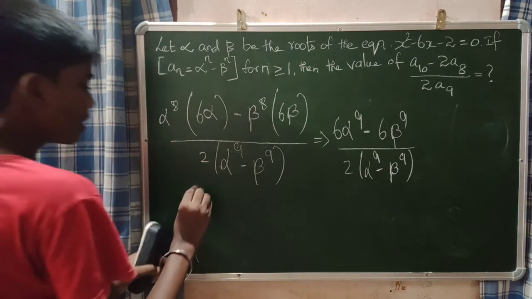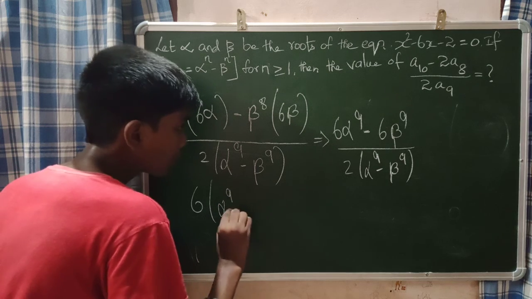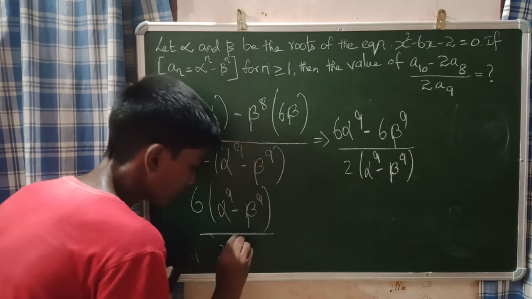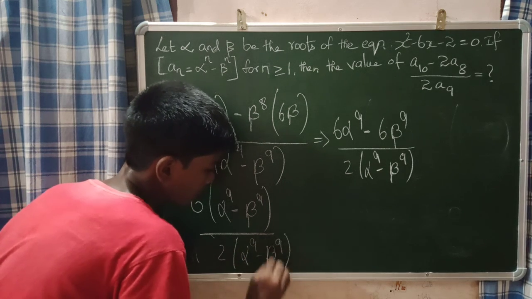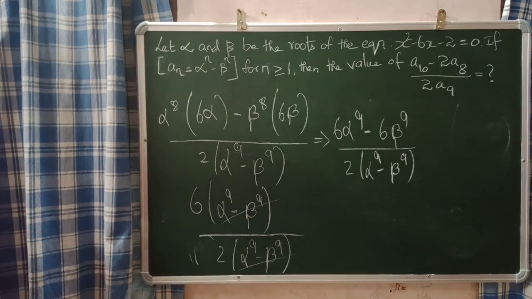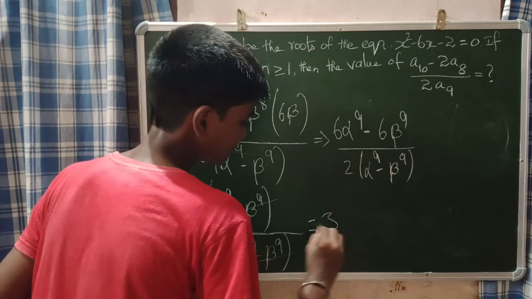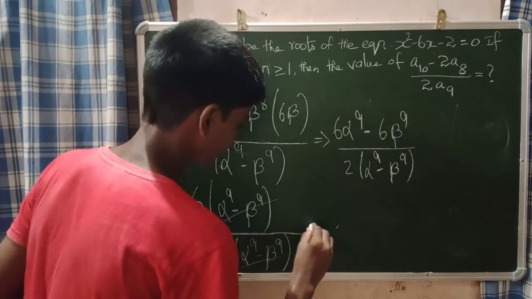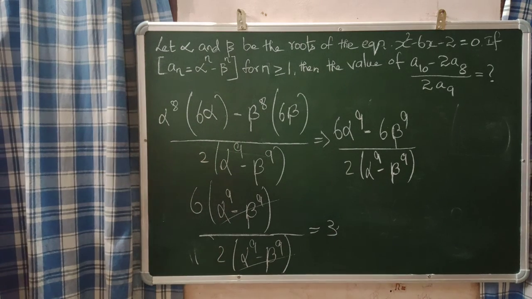Now in the numerator, take 6 common. When you do that, I will get the numerator as 6 into alpha to the power of 9 minus beta to the power of 9, divided by 2 into alpha to the power of 9 minus beta to the power of 9. Now I can cancel out alpha to the power of 9 and beta to the power of 9. So 6 by 2 is equal to 3, and that's the answer for this question. See guys, 3 is the answer because 6 by 2 is equal to 3.